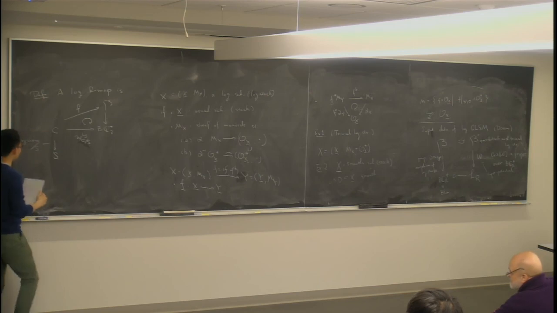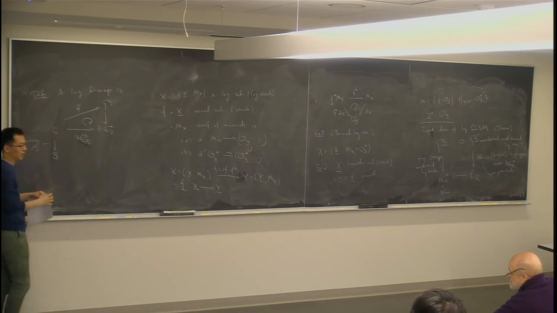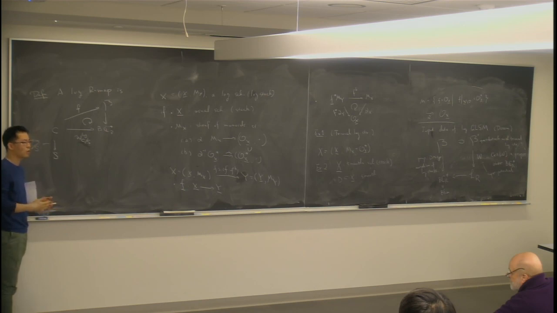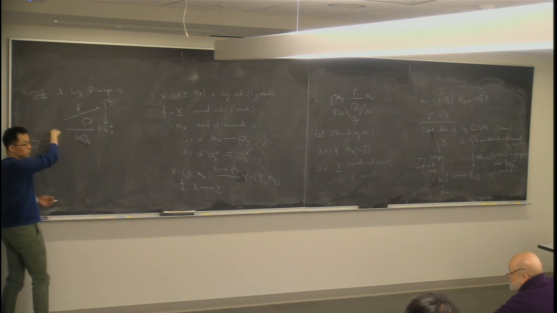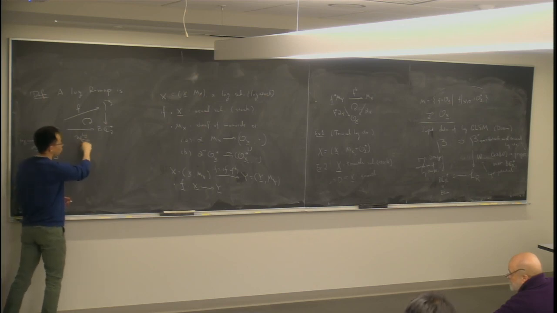Whether I put the underline or not doesn't matter. So this is a log smooth family. Being a log curve, I'm not going to give the exact definition because we're not going to actually use it. But being a log curve means that you have an underlying pre-stable curve, and you also specify the first order deformation smoothing of the curve. That is essentially the data of a log curve. Once you specify the first order deformation, this becomes a log smooth family, and the log smooth family has a well-defined log cotangent bundle.